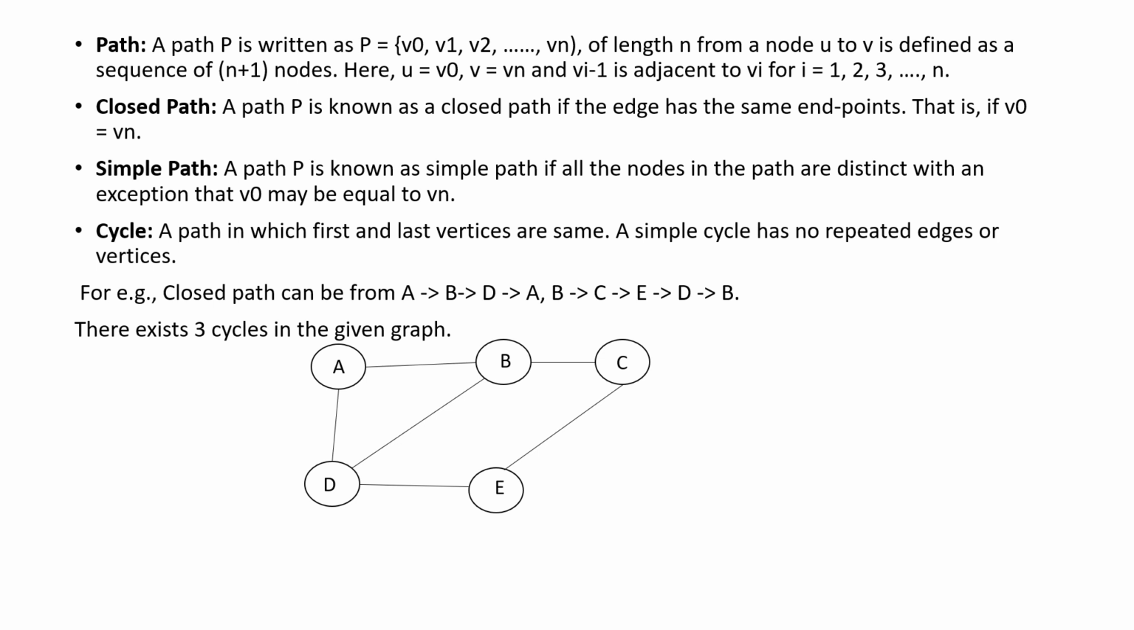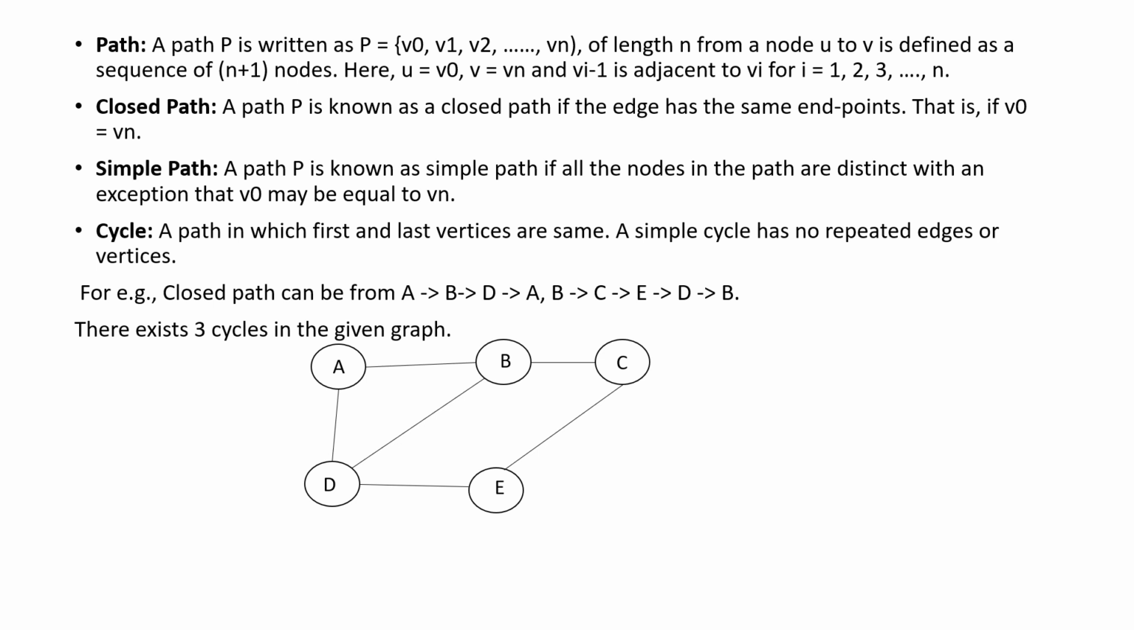So now the closed path. Closed path is a path in which the starting node and the ending node are the same. For example, if we consider the path A to B, B to D, and D to A. In this, the source node is A and the destination node is also A. So this is a closed path. Simple path is a path in which all nodes are distinct, but ending node and starting node can be the same. So simple path contains all the paths in a graph plus all the closed paths in the graph.